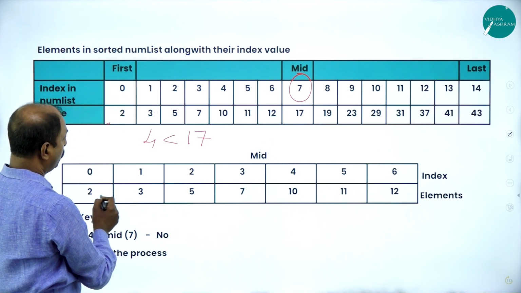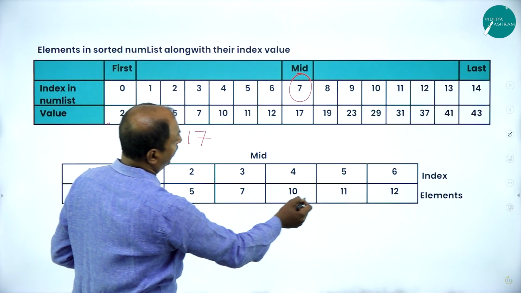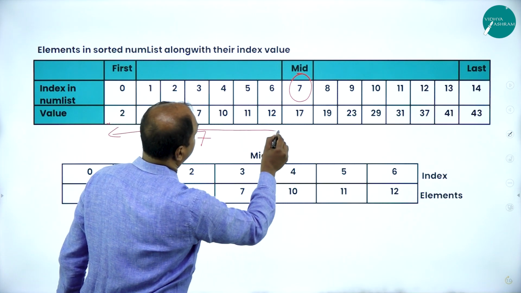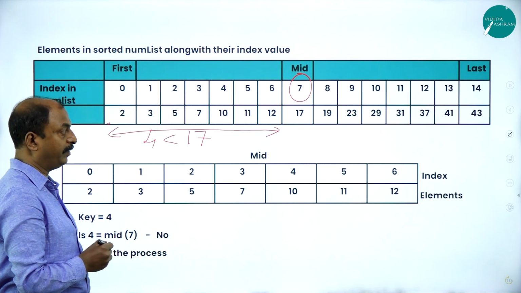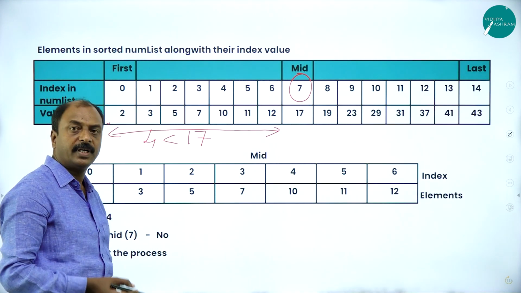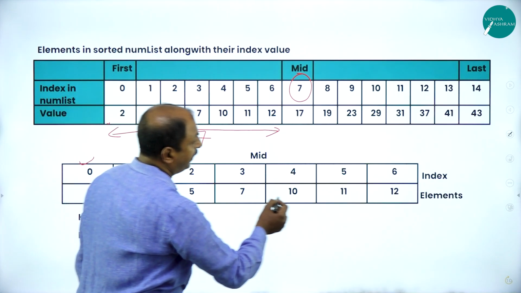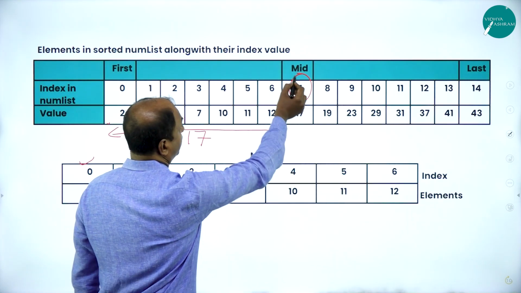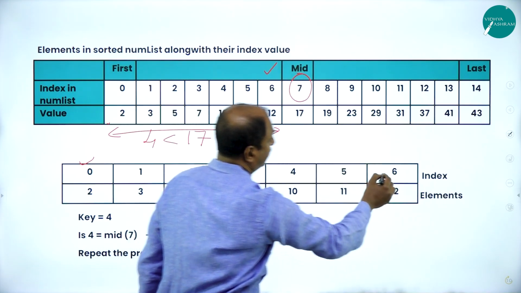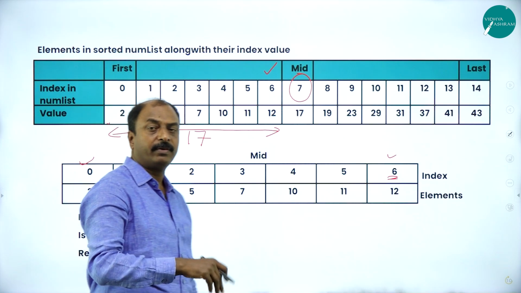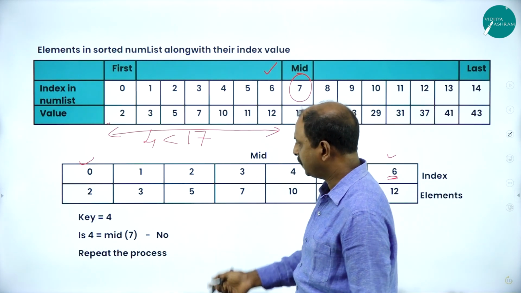So 0, 2, 3, 5, 7, 10 and 12. So we have to search between these elements. In this example, as we have learned, the first index will always be 0 and the last index will be m minus 1, that is 6. In this example, 6 is the last index. Now again we have to start the procedure.